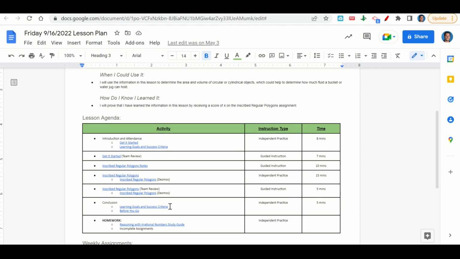At the end of class, we will go back over our learning goals and success criteria while you fill out your Before You Go. Your only homework for tonight is to continue working on the Reasoning with Irrational Numbers study guide and any incomplete assignments that you may have.